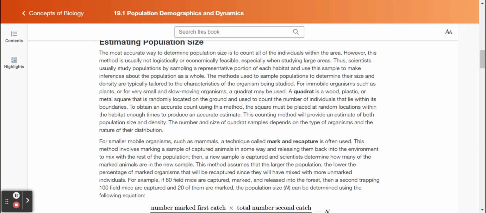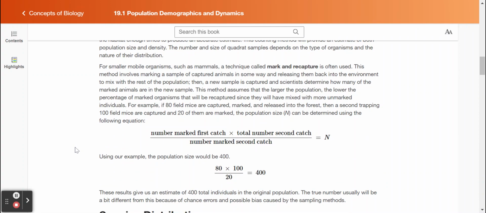For smaller mobile organisms, such as mammals, a technique called mark and recapture is often used. This method involves making a sample of captured animals in some way and releasing them back into the environment to mix with the rest of the population. Then, a new sample is captured, and scientists determine how many of the marked animals are in the new sample. This method assumes that the larger the population, the lower the percentage of marked organisms that will be recaptured, since they will have mixed with more unmarked individuals.